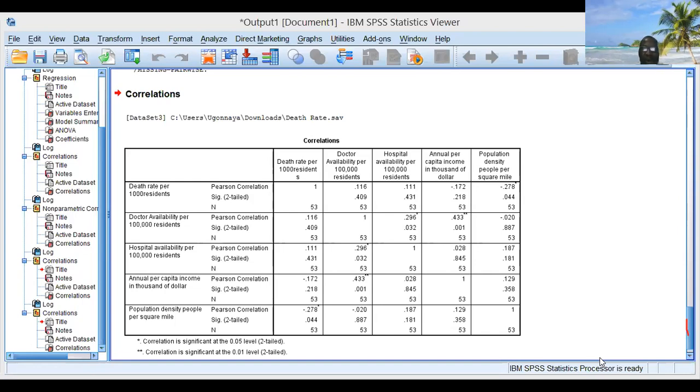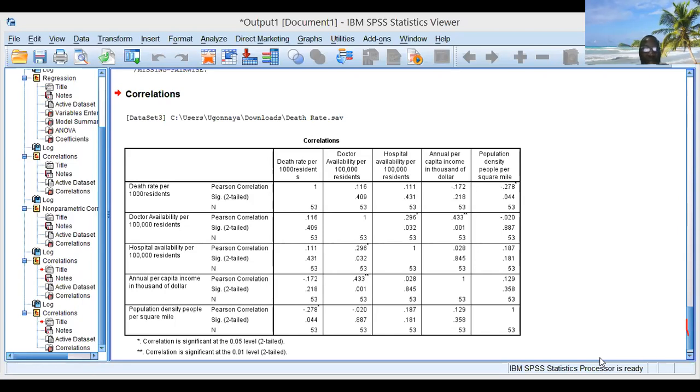Then this one is annual per capita income and hospital availability. Of course, even though it's a small correlation, if the income of the society increases, we have more hospitals. Then population density and hospital availability, where maybe as a population increases, many people will bring hospitals there. You know, many people go to where there is density now. Like Lagos and Abuja, becoming highly populated, if anybody wants to start a hospital, those are the places they will go to, and Port Harcourt and Kano.